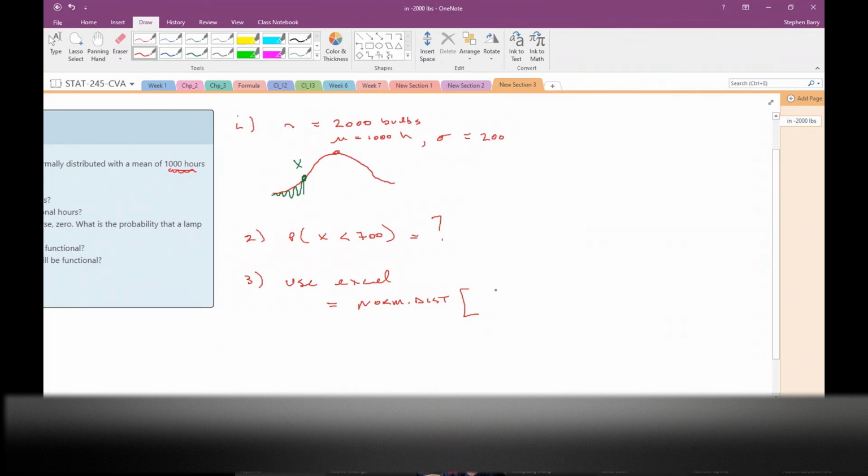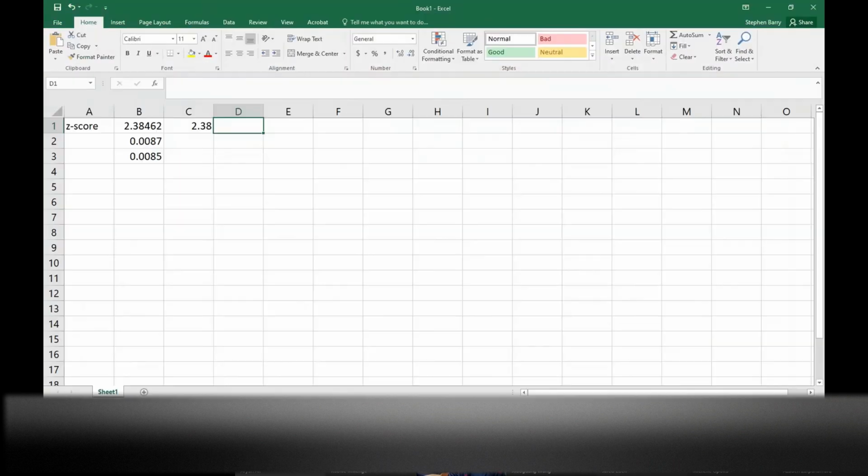What would I put in here though? So I'm going to want here 700, 1,000, 200, and cumulative. And this should give me that probability. So this, again, write down what you're calculating so that I don't think you're just getting lucky.